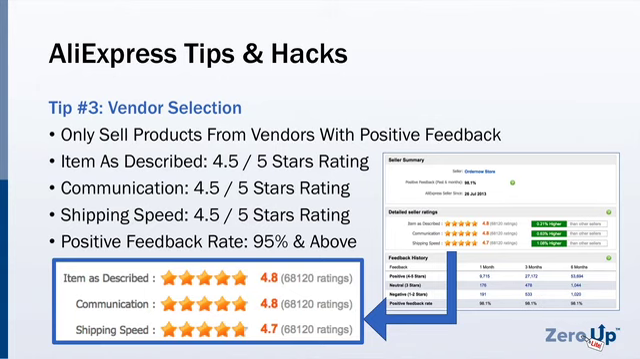Second is communication. You want to make sure that the communication is, again, 4.5 and above, so that if you have any issue or if you have any questions, they will respond right away. So make sure you actually look at that.